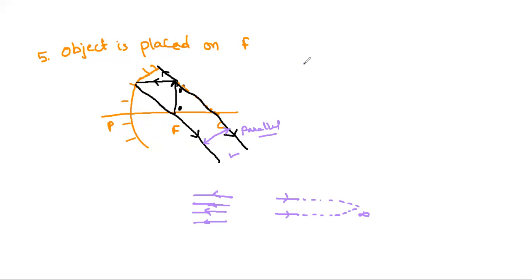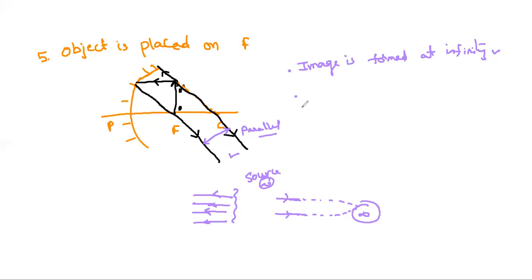So where will you get the image? Our assumption is the image is formed at infinity. I hope all of you understood why we took the conclusion that the image is formed at infinity. If the incident rays are parallel, we should assume that there is a source which is at infinity. If you are sending a parallel beam of light, then they will converge at infinity. So the image is formed at infinity.